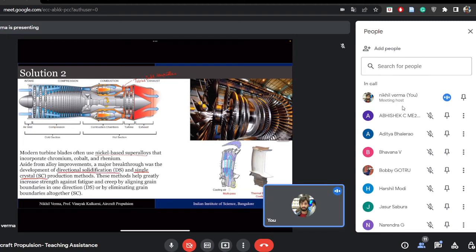Currently there is research going on into the efficient way to cool these turbines. What people usually do is take the air from the bypass section, which is relatively cool, and feed it into the duct which goes into the turbine blades and cools them. So this is how the turbine cooling is done.